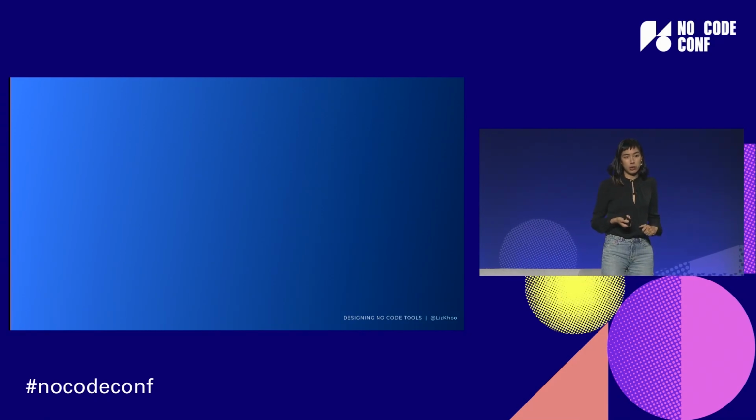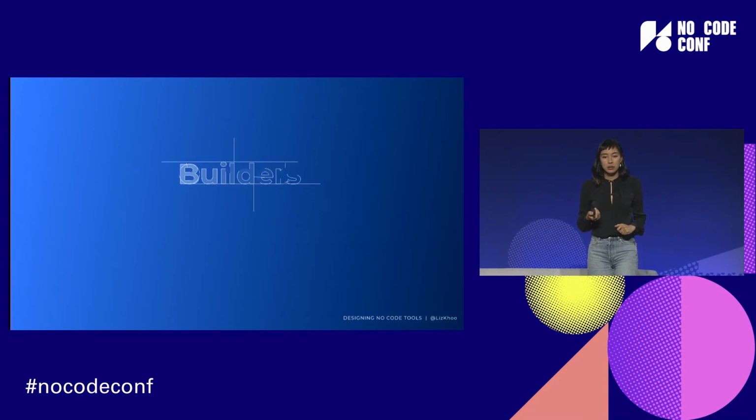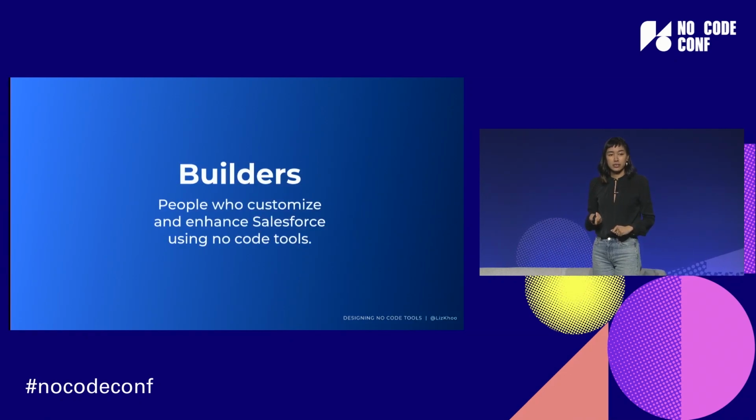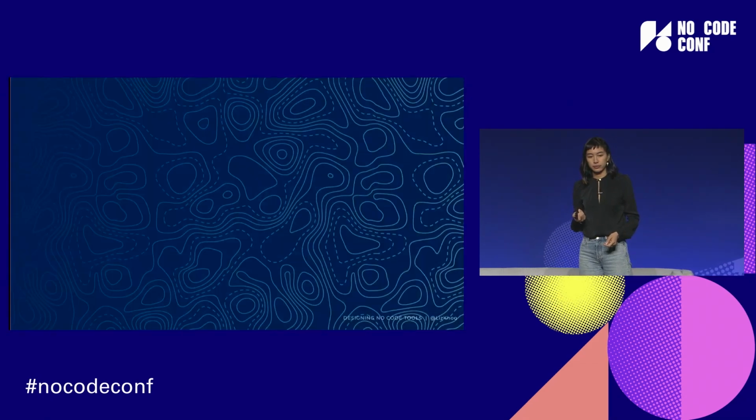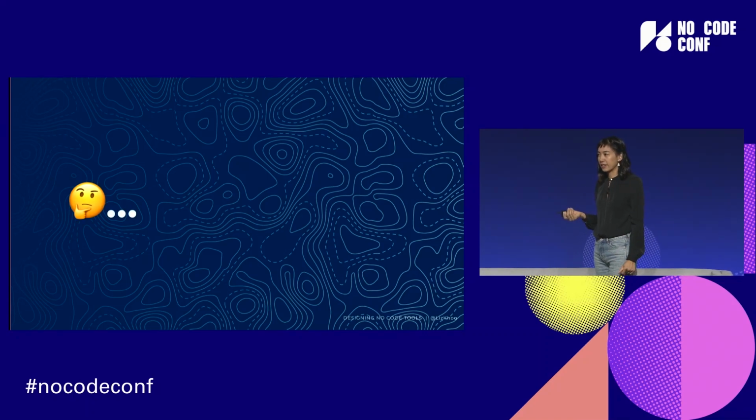And this new persona group that they identified, they called builders. And they defined them as the people who customize and enhance Salesforce using no-code tools. So you might think, that's obvious. But this is really the first time that we had data to back the existence of this persona group. And data is important. Facts are important. So what does this mean for our product? How are we evolving our no-code tools based on this information?